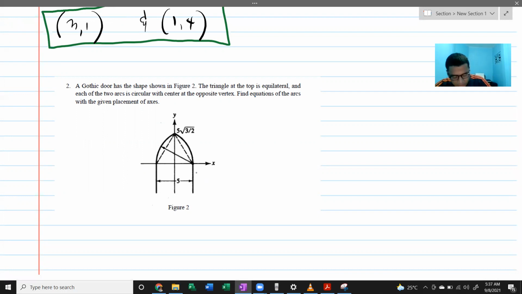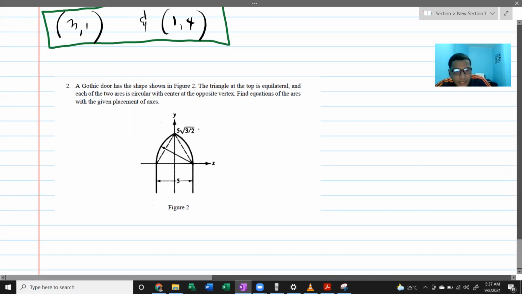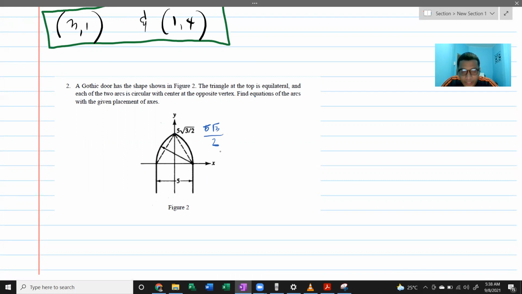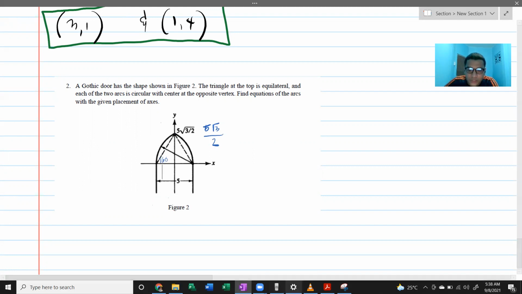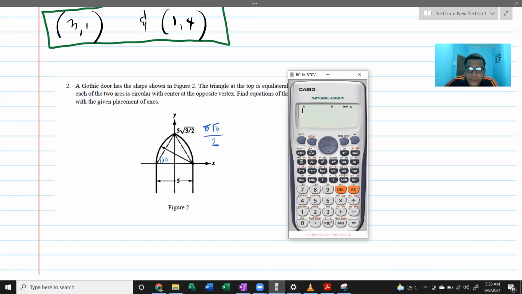Okay, I think there is a typo here. I think this should be 5 times square root of 3 over 2, with the denominator 2 inside, because you can just verify it. If this is 60 degrees and this is 5, then 5 sine 60 degrees must be 5 square root of 3 over 2. Let's try. 5 sine 60. Yes, 5 square root of 3 over 2.